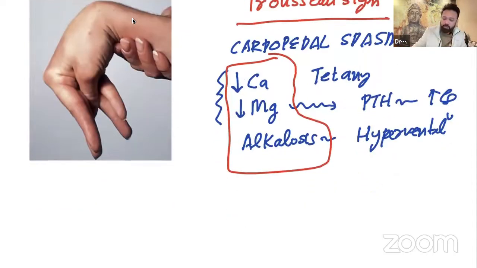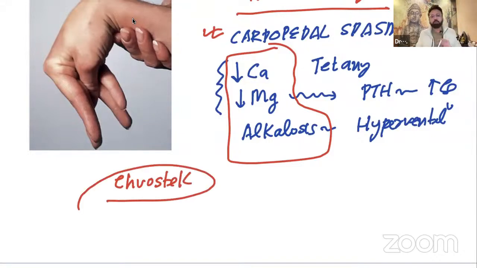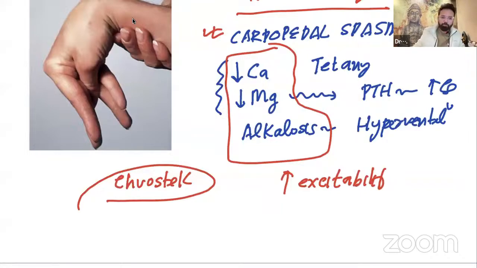So in hypocalcemia, hypomagnesemia, and alkalosis, it is carpopedal spasm. Can anyone tell me what the other sign is? One more sign is called the Chvostek sign. It is also seen whenever there is hypocalcemia. When you tap the facial nerve, there is excessive contraction of your facial muscle. It is called the Chvostek sign, and it shows simply increased excitability. Whenever there is less calcium, stability becomes less and excitability becomes more.